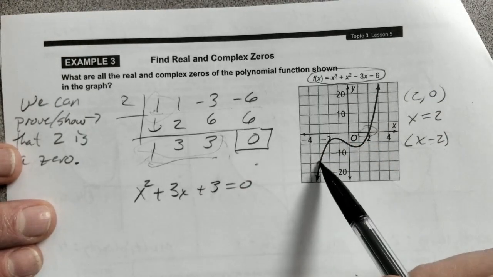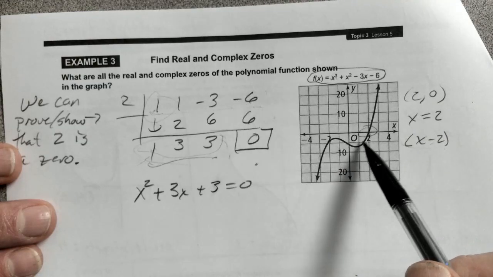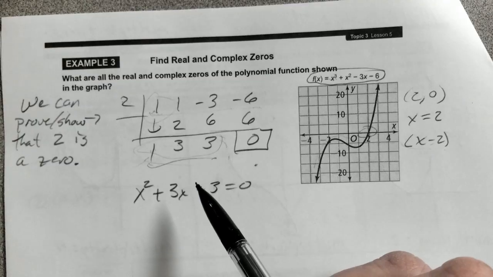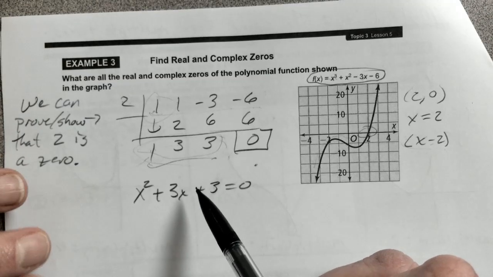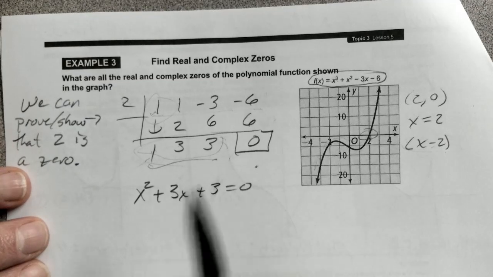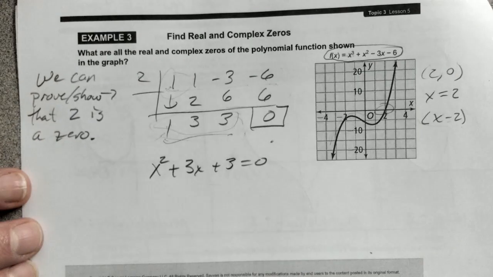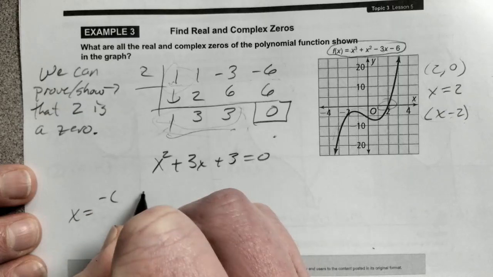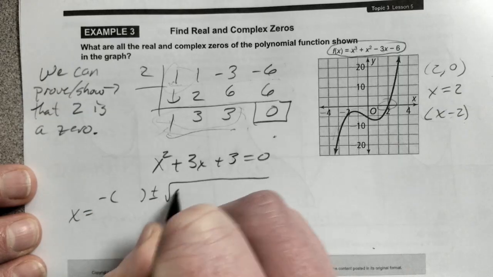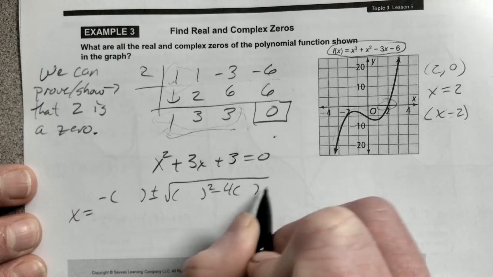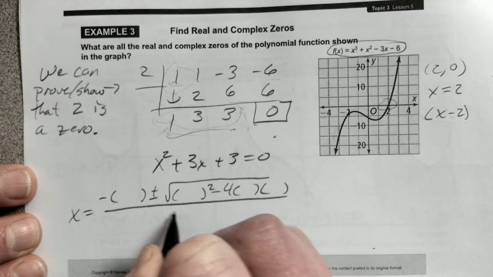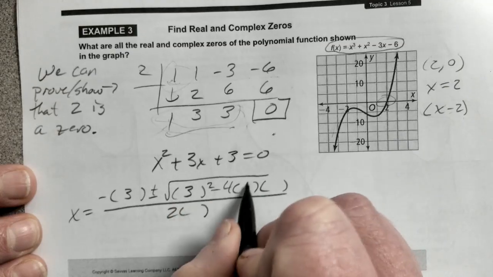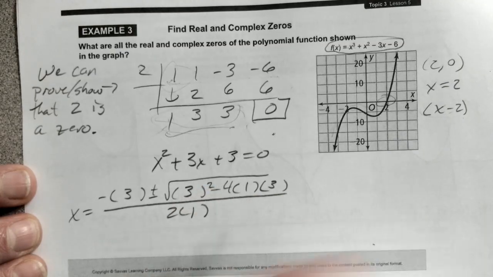If we solve that, we'll have the remaining zeros for this function. Now, I know that since we turn twice without touching the x-axis here, these are, in fact, going to be complex. So, I know I cannot factor this, and in order to solve a quadratic that I cannot factor, we use the quadratic formula. Negative b plus or minus the square root of b squared minus 4ac all over 2a. Our b here is 3, a is 1, and c is 3.